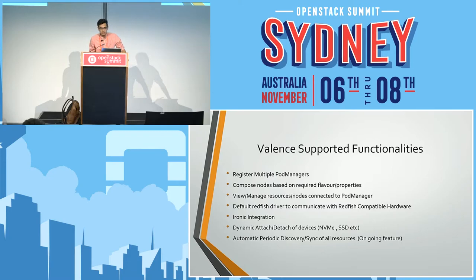Let's take a look at the current major functionality of the Valence project. The first one is that it supports multiple pod managers on the backend. So when Valence receives a node composition request, it has to decide which pod manager should be used this time according to different policies. It makes sure Valence has horizontal scalability when just one single pod manager is not enough.